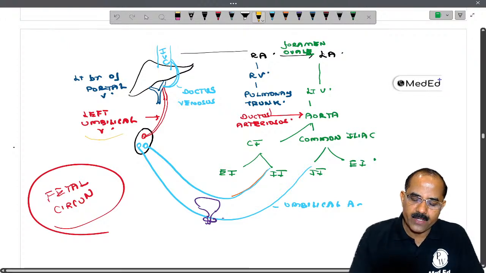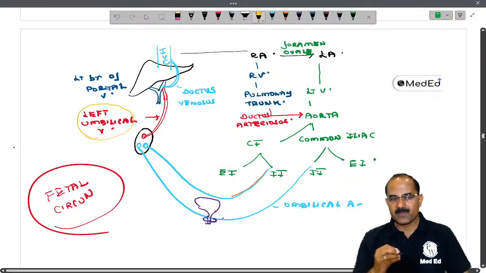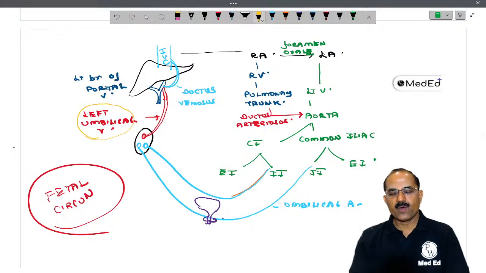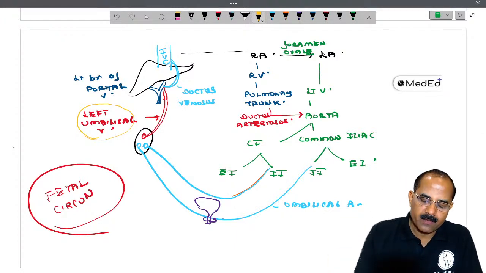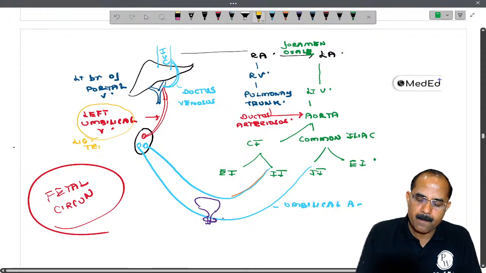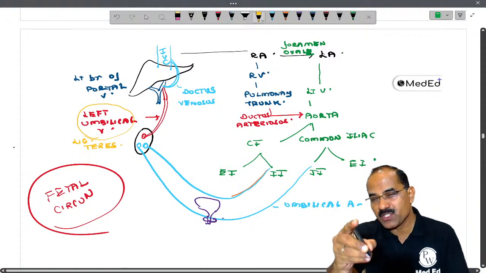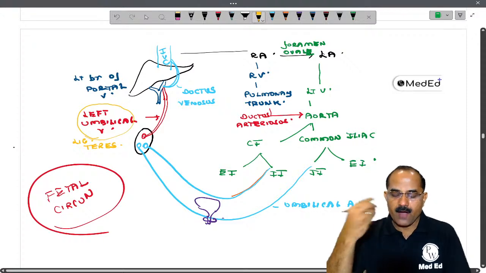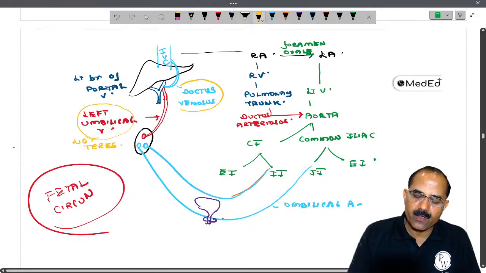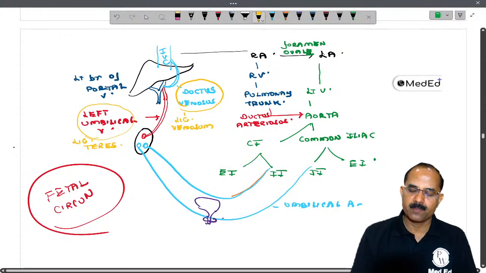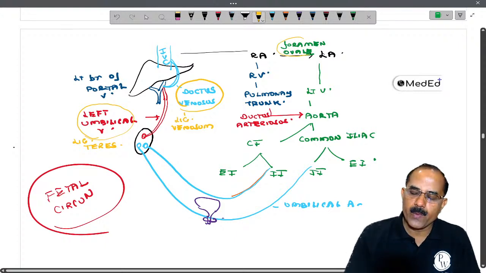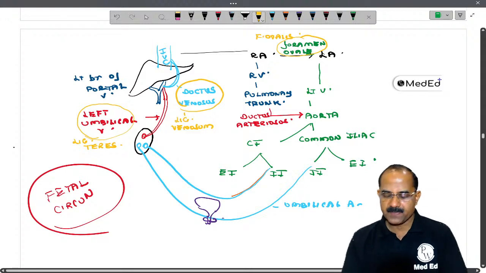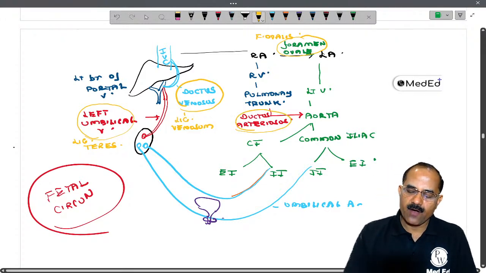The left umbilical vein, what does it form after birth? अभी बोलो बच्चों, आंसर करिए. Answer now. What happens to the left umbilical vein after birth? It becomes the ligamentum teres. These are very important MCQs, bachcho. The left umbilical vein after birth becomes a ligamentum teres. Ductus venosus after birth becomes ligamentum venosum. Foramen ovale after birth becomes the fossa ovalis. Ductus arteriosus after birth becomes the ligamentum arteriosum.